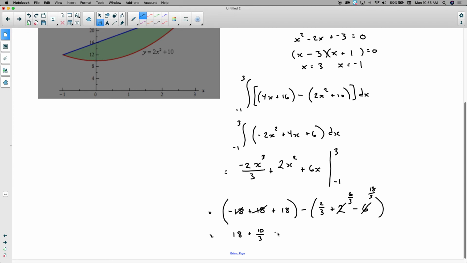And so there you go. 18 is, if I'm not mistaken, that's 54/3. Yeah. So then 64/3 altogether.